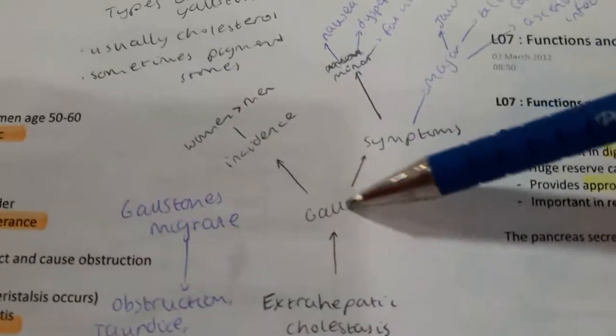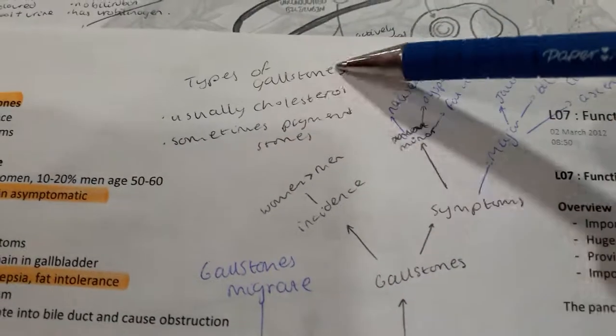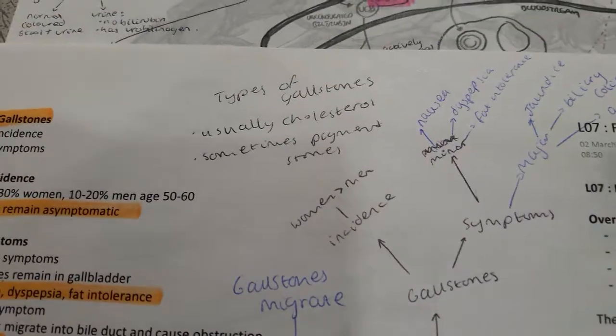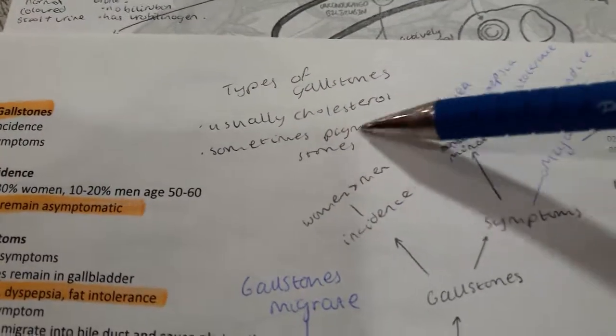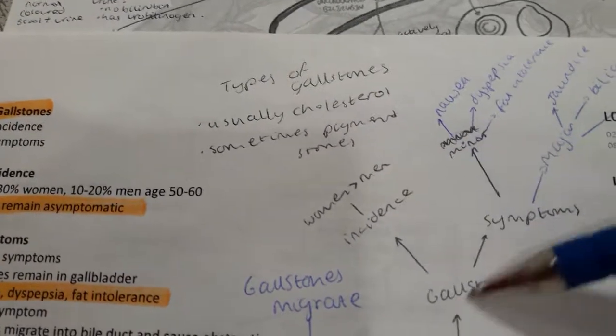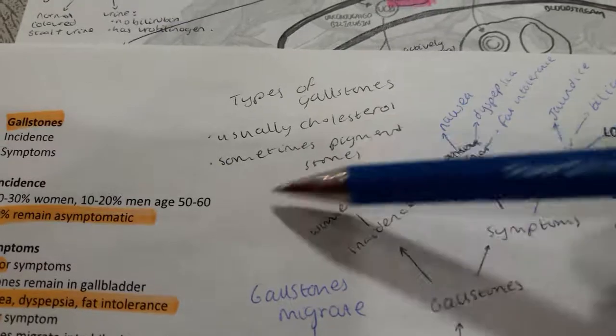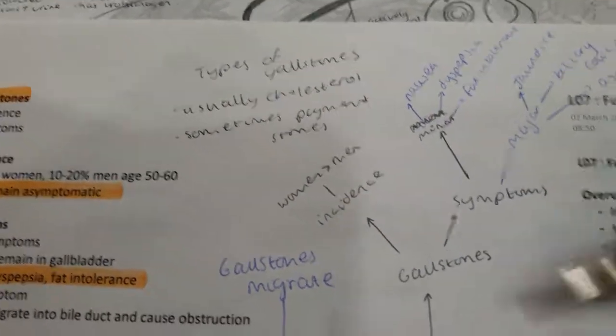So taking a closer look at gallstones. If you remember, they're normally due to cholesterol, sort of like crystal cholesterol balls. 80% or more cholesterol in the bile acids will lead to gallstones. There are different types of gallstones, however. It's usually cholesterol, but sometimes it could be pigment stones.